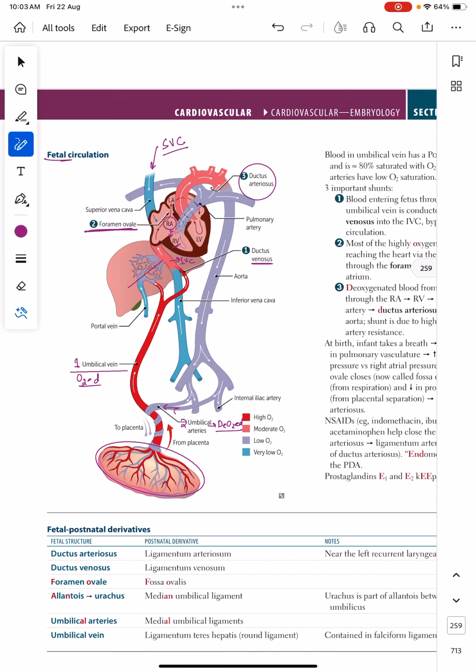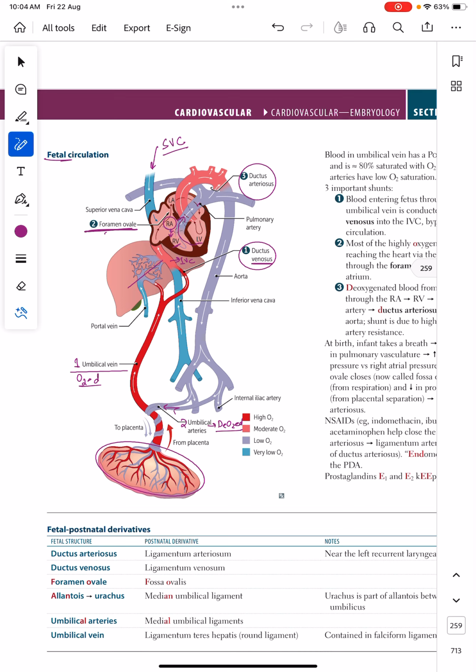So there is no need of the lungs. The blood just circulates this way: first of all, the blood reaches the umbilical vein. It bypasses the liver and reaches the ductus venosus, then the inferior vena cava. From here, it reaches the right atrium and leaves through the foramen ovale, the second shunt, into the left atrium, and then to the left ventricle, and then to the aorta.